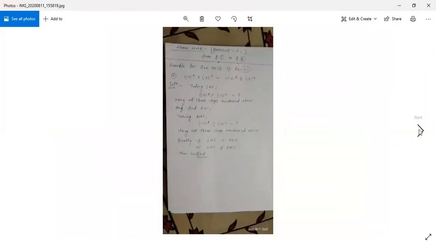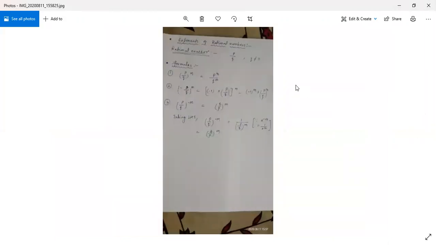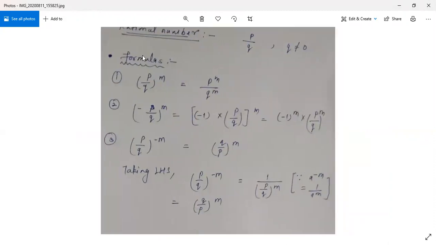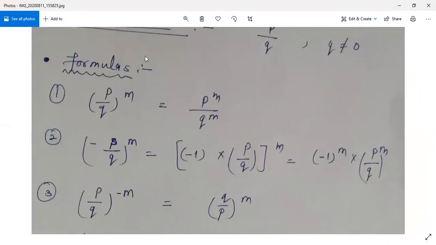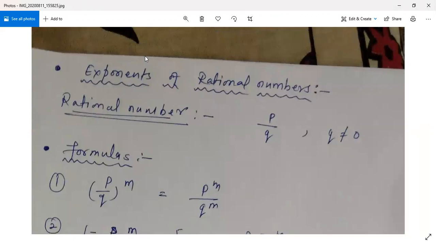Now let us go on to the next part of your chapter. The next part is about the exponents of rational numbers. For that, first of all, you should know what a rational number is.